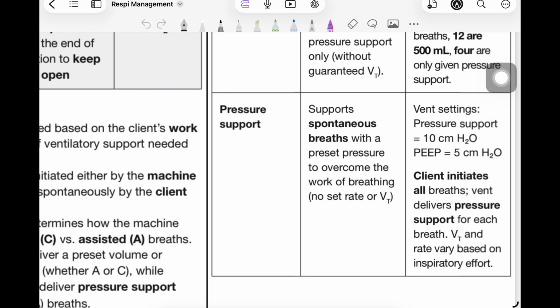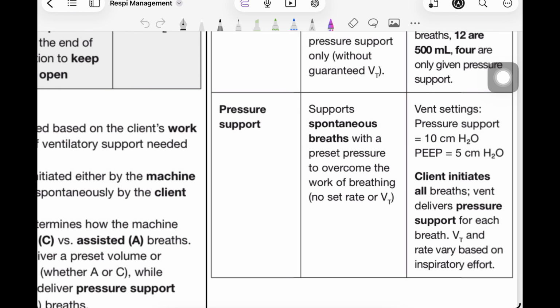Okay, let's look at this example. The vent setting: the pressure support is 10 cm of H2O and the PIP is 5 cm of H2O. Anong napapansin nyo? There is missing. Anong nawawala? The respiratory rate and tidal volume. Wala tayong respiratory rate at wala tayong tidal volume. Bakit? Anong sabi natin kanina? The patient will start the breath.